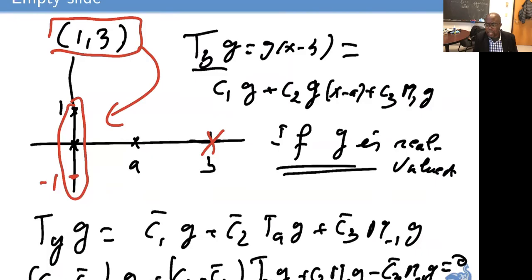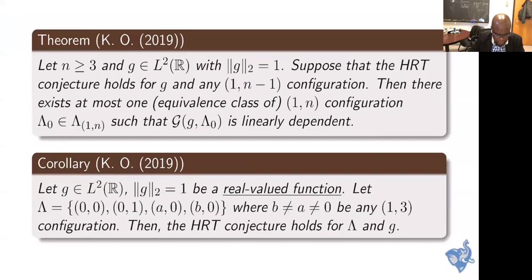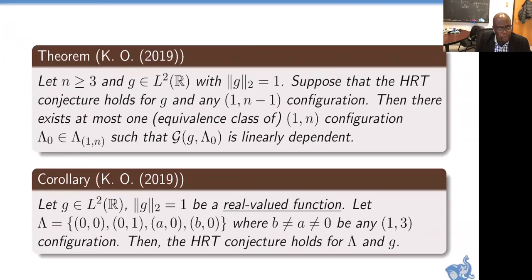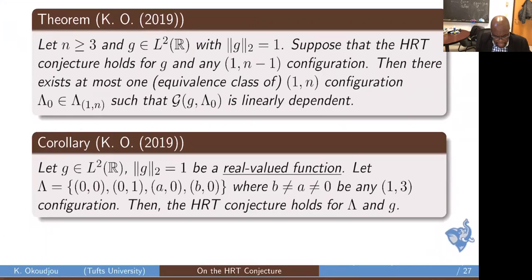So to give you a better motivation, I can state the following result that tells you something about not just one three configuration, but all the one n configuration or one n minus one configuration. So the statement of the result is the following. Suppose that n is greater or equal to 3 and g is a function in L2.